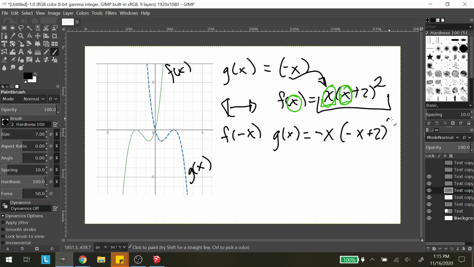So g of x is really, remember I'm going to just pop in a negative x, plus 2 squared. Now typically you would reverse this. We don't like to lead with a negative unless there's another choice. So it's just 2 take away x. And that's it. Pretty simple.